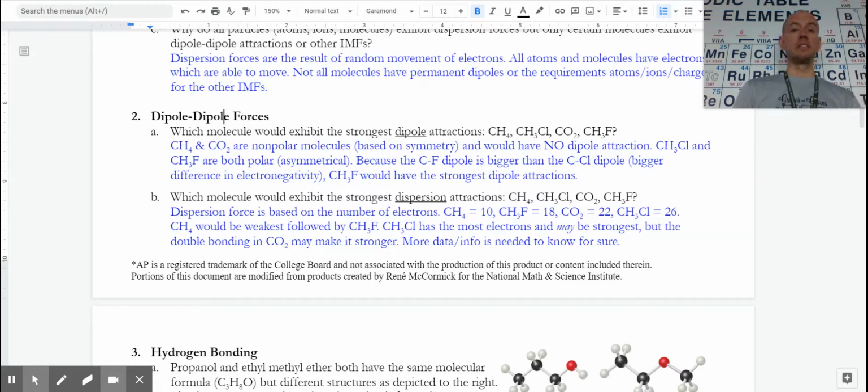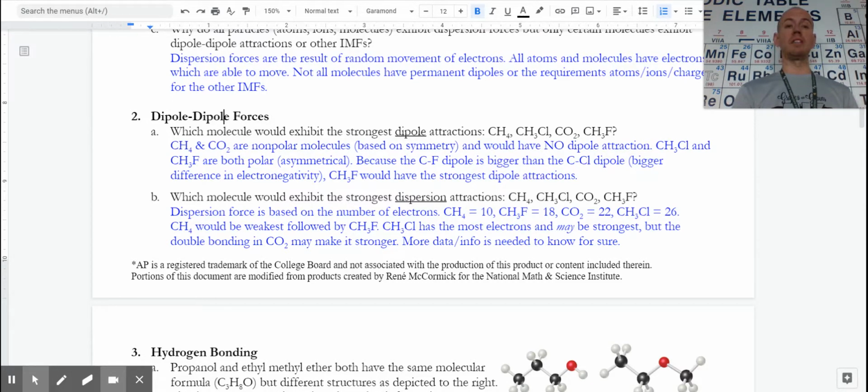But on B, it asks about the same molecules, but a very different question. Dispersion forces are based upon polarizability and number of electrons, not just valence electrons, but total electrons, because the electrons, even in the inner shell, are a part of the electron cloud for a molecule. So methane, CH4 has 10, CH3F has 18, CO2 has 22, whereas CH3Cl has 26. So the methane is definitely the weakest, followed by the fluoromethane. Chloromethane has the most electrons, which could mean that it is the strongest.